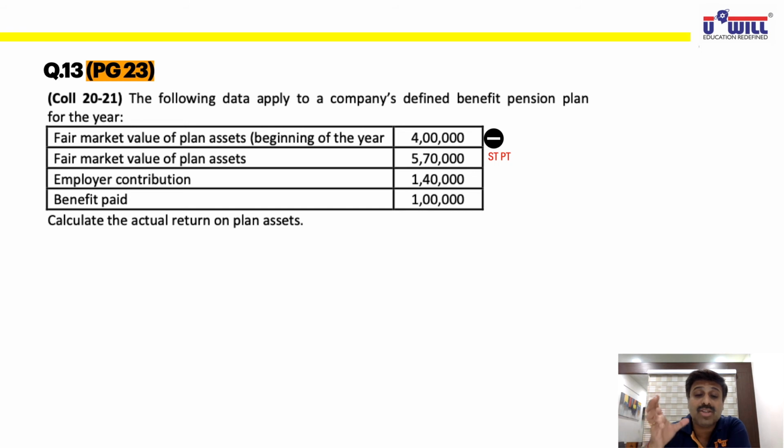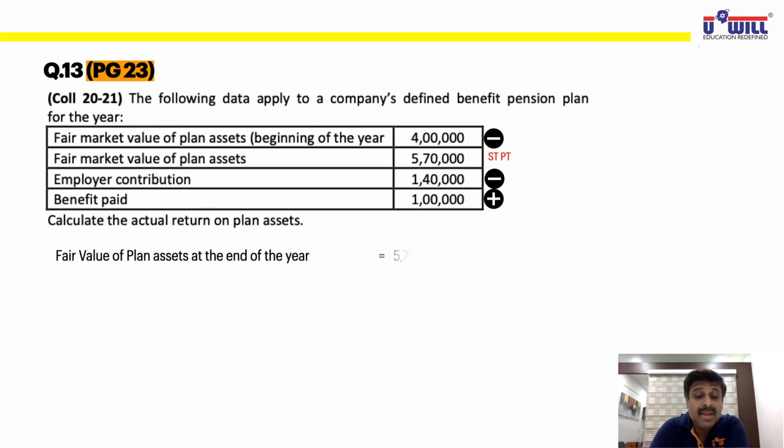Employer's contribution means contributions the employer has made. Further money you have invested during the year, you will minus. And benefits paid means the amount received in the form of interest, dividends, etc., we will plus. So calculate the actual return on plan assets on your own. Pause the video and do it on your own. I hope you all would have solved it.